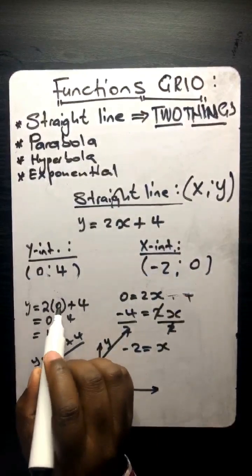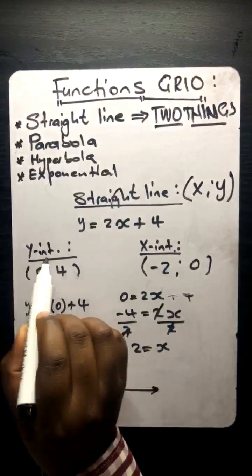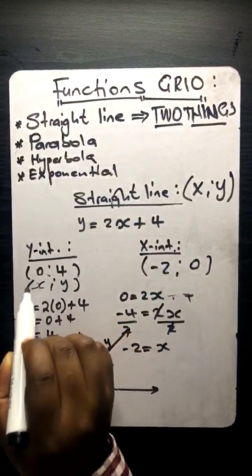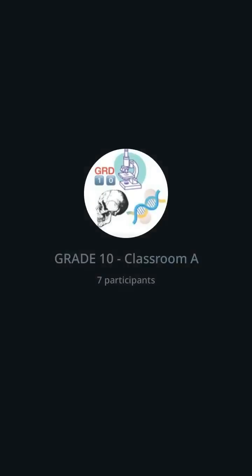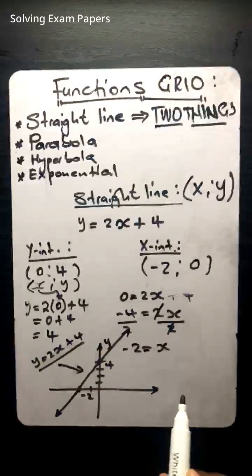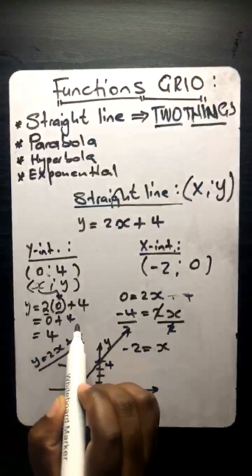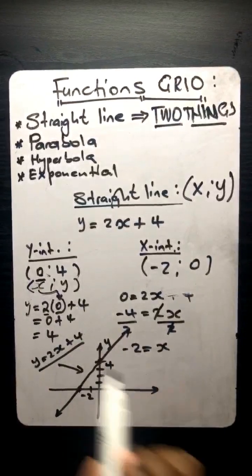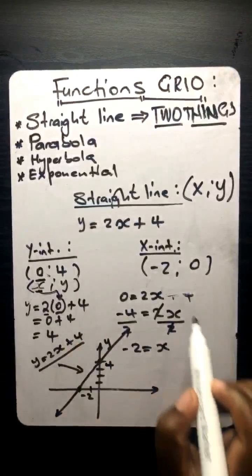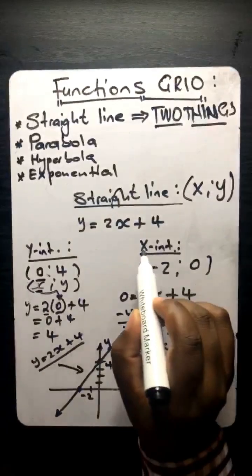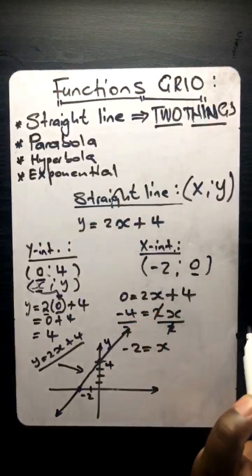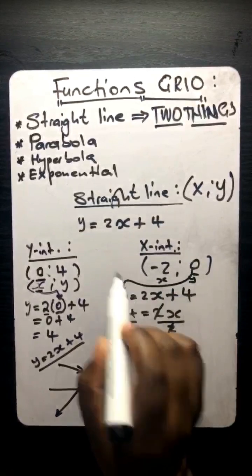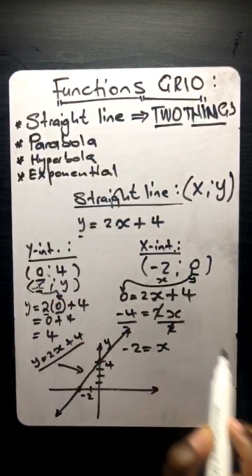So remember, when you say the y-intercept, automatically x is 0 and then y is unknown. So that means where you see x, you're going to put in 0. That is why I'm saying 2 into 0 there, because already I know x is 0. Just like on this side, when you say x-intercept, automatically your y is 0. So that is why I took that 0, substituted where I see y, and then you solve for x.